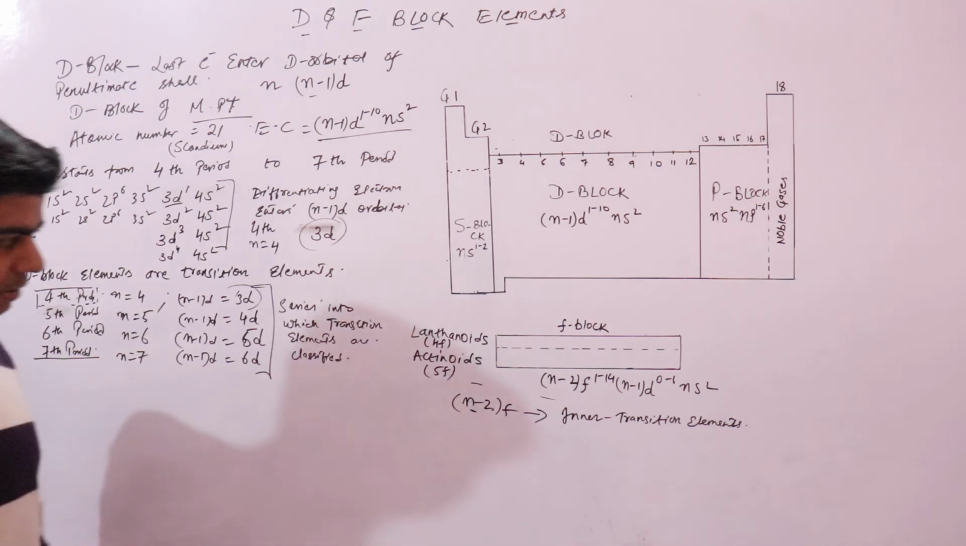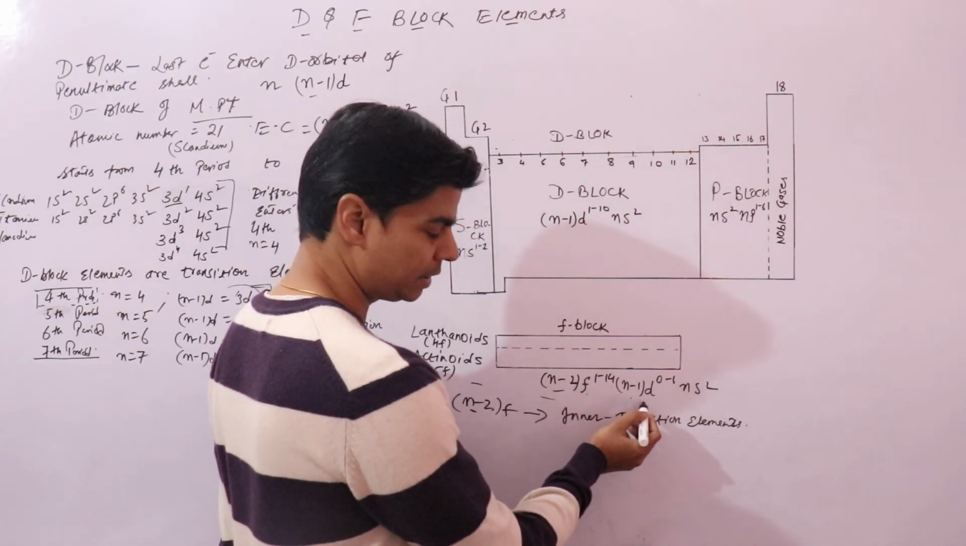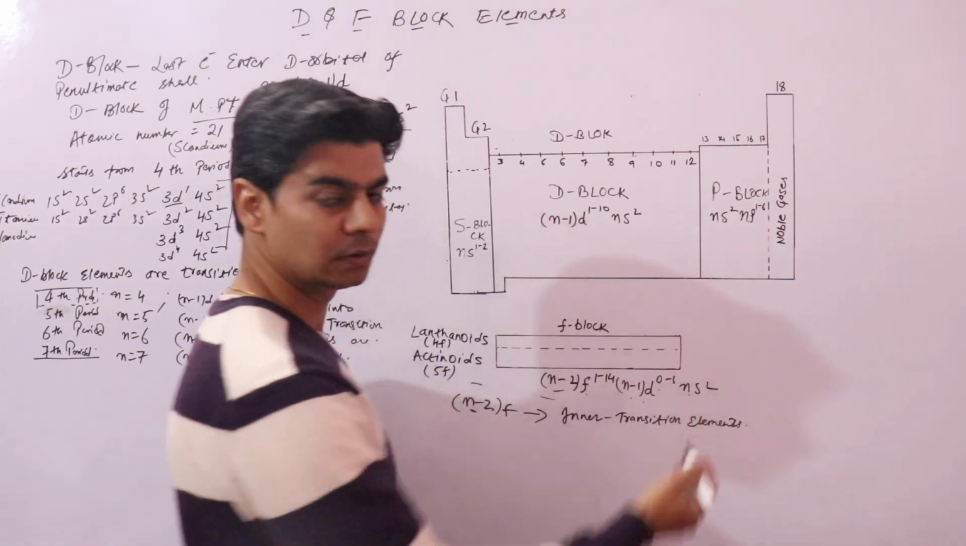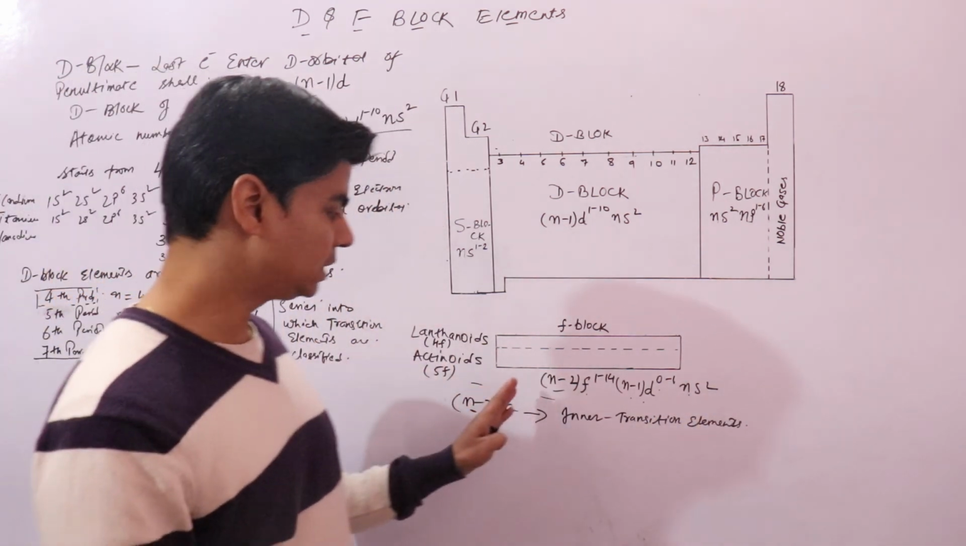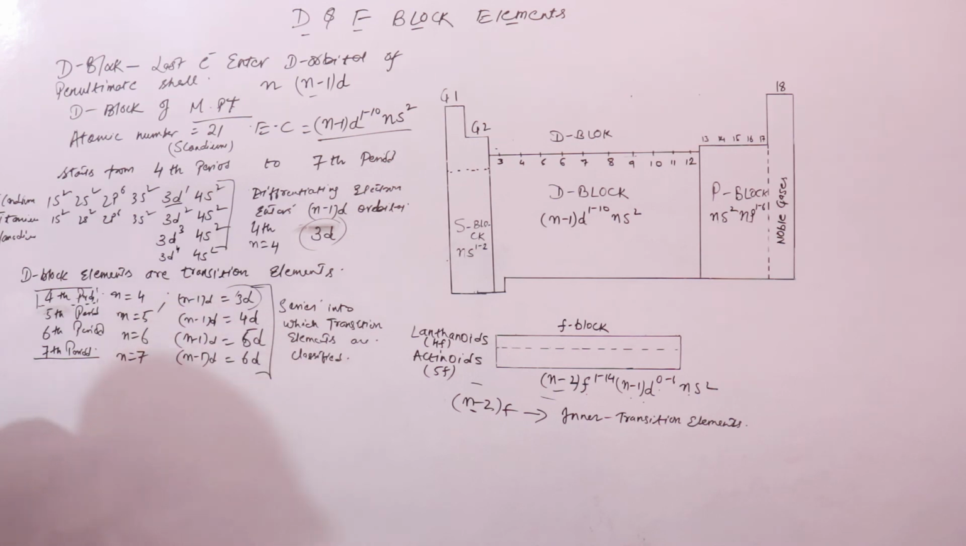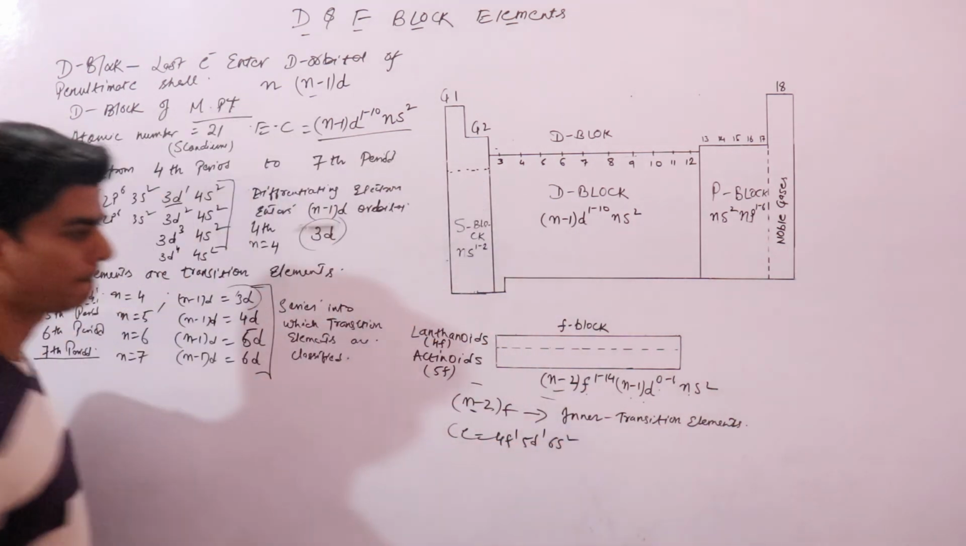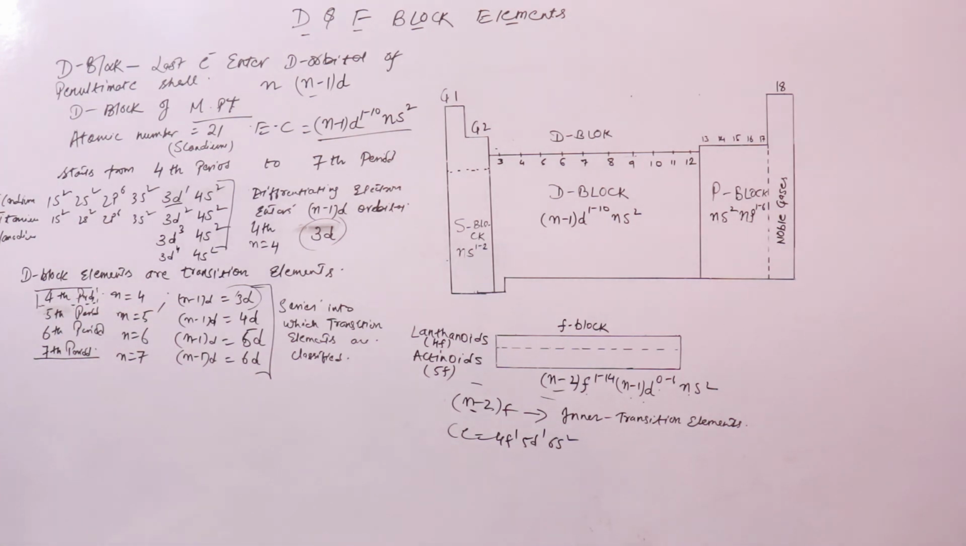Just remember their electronic configuration. It would be (n-2)f1 to 14, (n-1)d0 to 1, and ns2. From these F block elements, you will start filling up f orbitals. I hope this is clear. It starts with cerium, 4f1, 5d1, 6s2. That is why this is your 4f series.